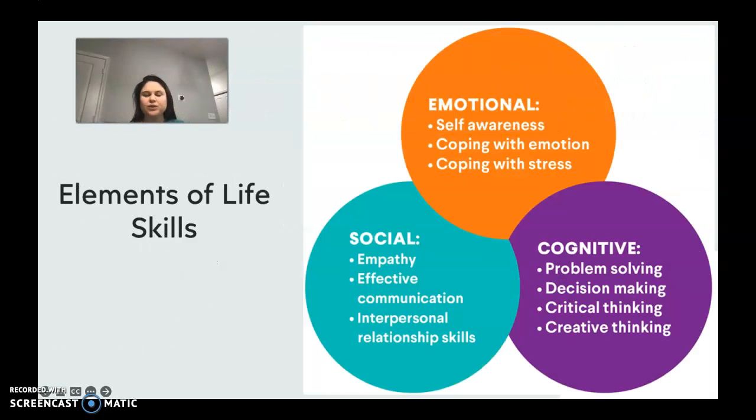For life skills, we're not focusing right now on different vocational skills such as managing finances or getting a job. We're focusing on the life skills of emotional, social, and cognitive. These three elements have 10 specific life skills that are very important for the transition from adolescence to adulthood. For example, for emotional, it focuses on self-awareness, coping with emotion, and coping with stress. And this is very important to be able to cope with stress when you enter adulthood, when you're in different situations.